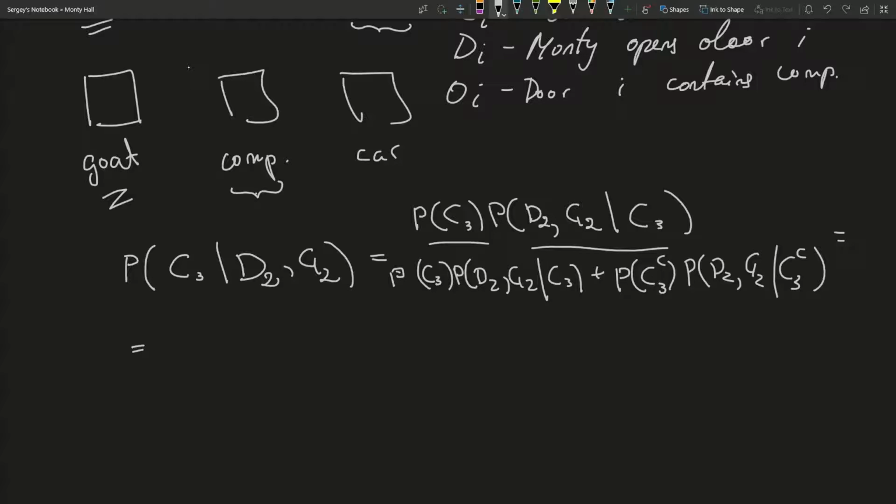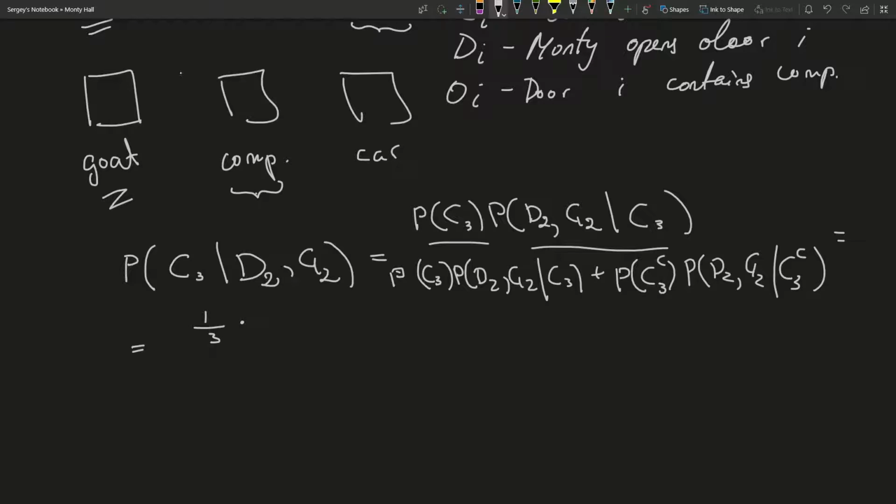So let's look at the numerator here. The prior probability that door 3 contains the car is 1/3. The car is equally likely to be behind any of the 3 doors, so the probability that it is behind the third door is 1/3. Now, given that the car is behind door 3, what is the probability that Monty opens the second door and reveals the goat behind it?